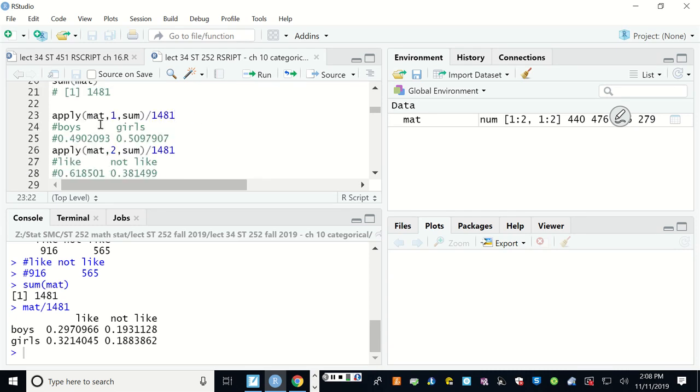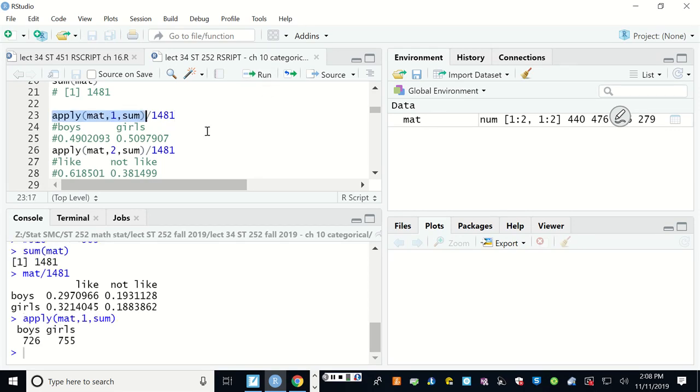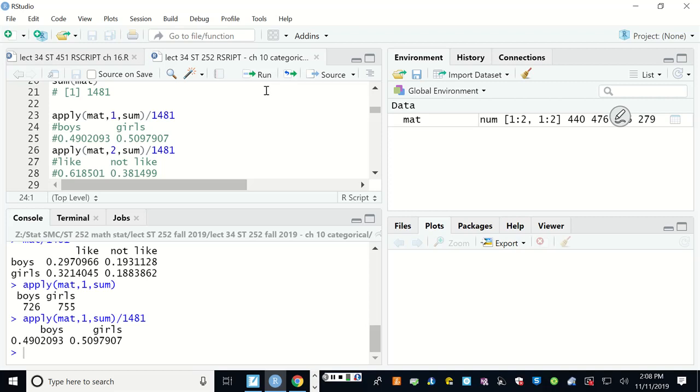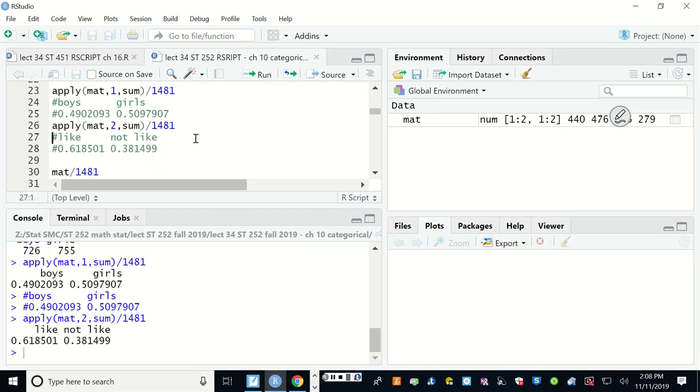But we can calculate the proportions of boys and girls, right? How many boys and girls were there? Those are the boys and girls. And if we divide that by 1481, we get the proportions. Divide each of those numbers by that. And same thing for like or not like. So we're going to get those numbers.